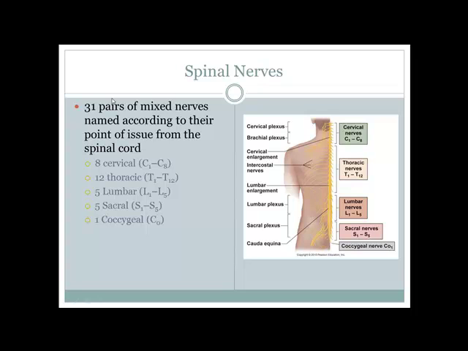Okay, with our spinal nerves, there will be 8 cervical nerves, C1 through C8, 12 thoracic nerves, which will be T1 through T12, 5 lumbar nerves, which will be L1 through L5, 5 sacral nerves, which are S1 through S5, and 1 coccygeal nerve. It can be C1 or CO.